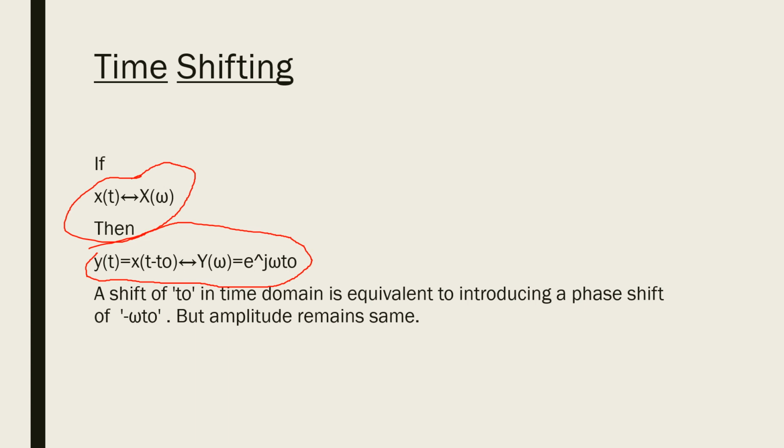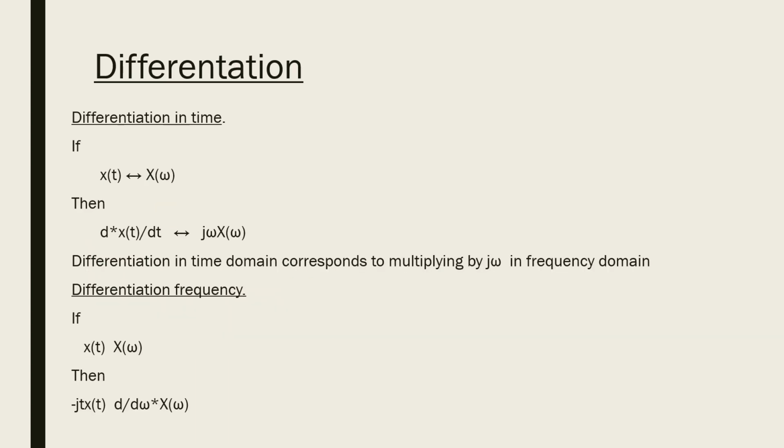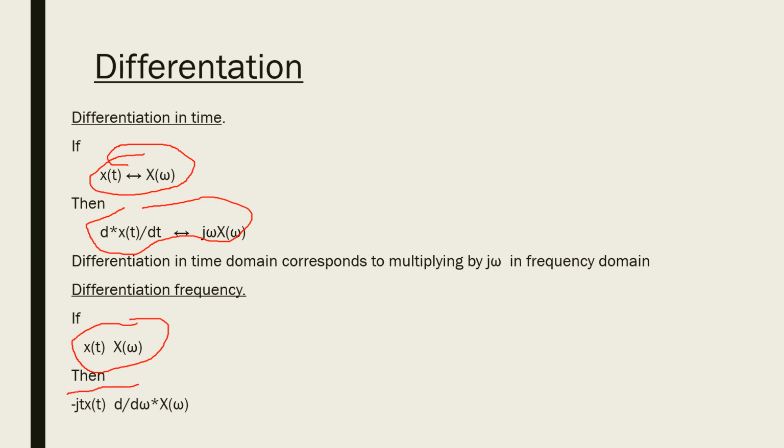Next, we shall move towards the next property, differentiation. Differentiation in time domain corresponds to multiplying by j omega in frequency domain. This is the differentiation property in time. By doing the Fourier transform, we get this equation. And this is the differentiation property in frequency domain. And we get this equation by doing Fourier transform.